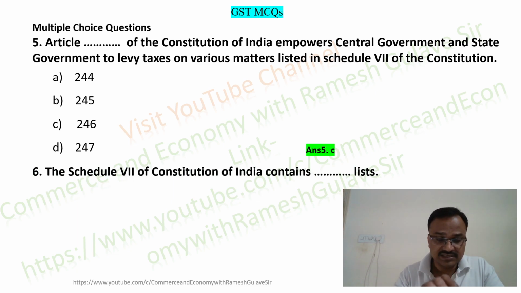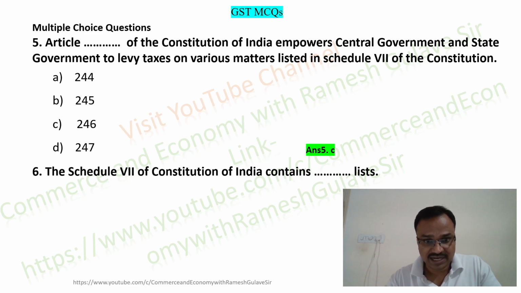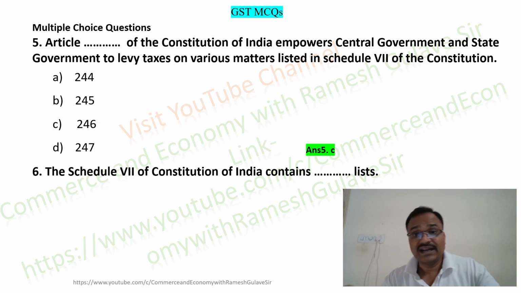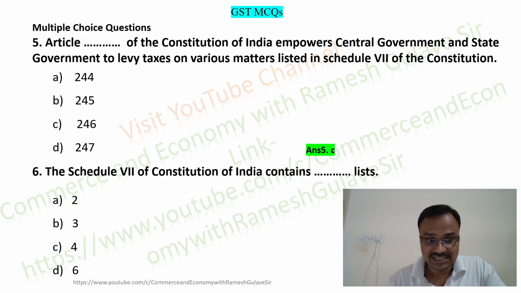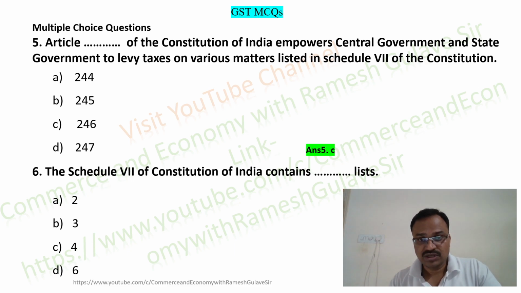It is about the Schedule 7 of the Constitution of India, and the question asks the Schedule 7 of Constitution of India contains dash list. So friends, see, the Schedule 7 of the Constitution of India contains three lists, and those lists are union list, state list, and concurrent list. Union list contains the matters on which central government can make laws, right? Then next list is state list. State list contains the matters on which state governments can make the laws. Okay, and third list is concurrent list.